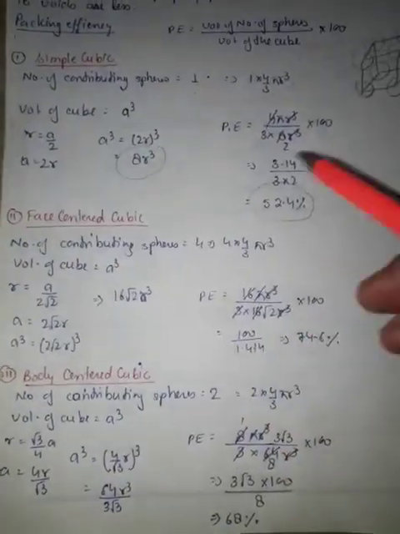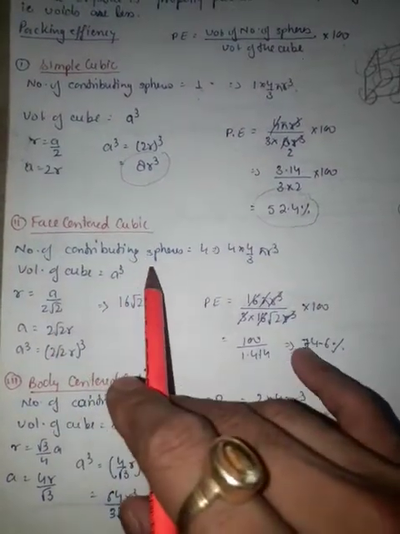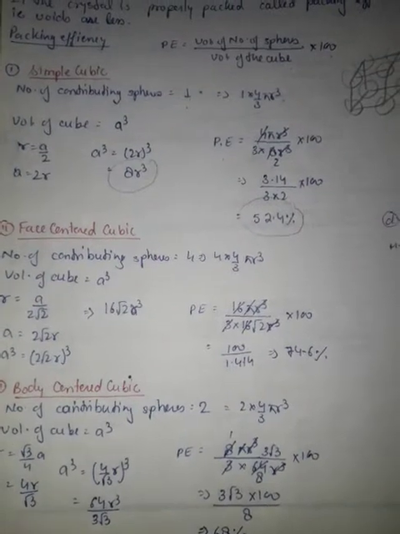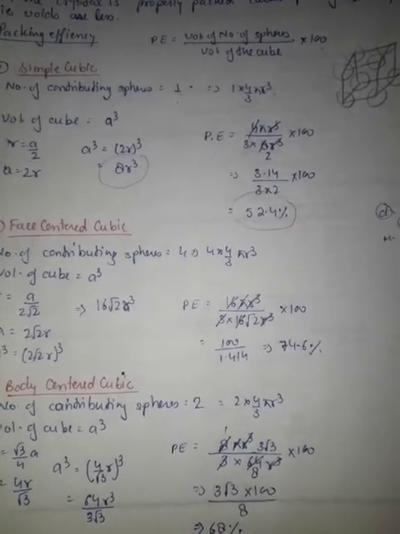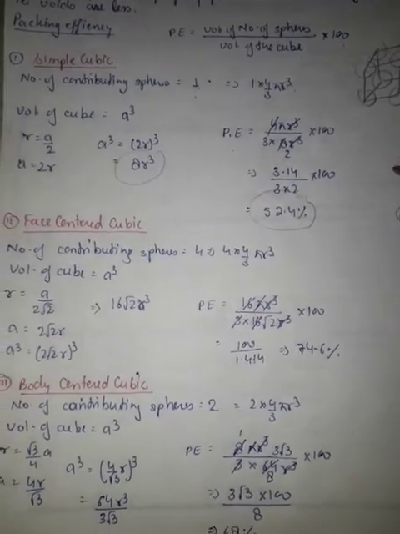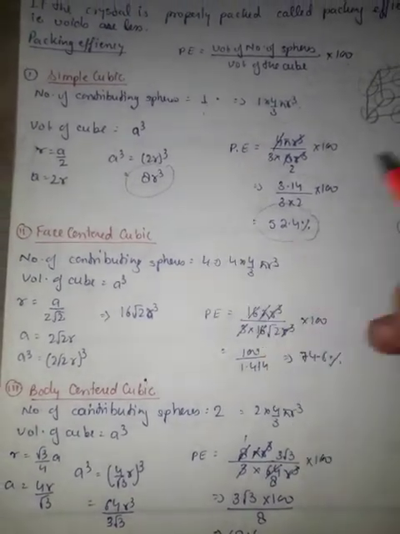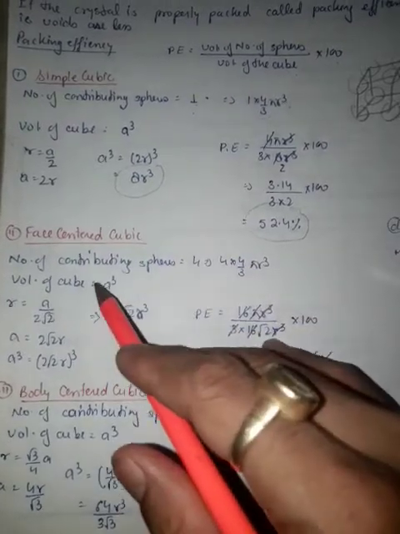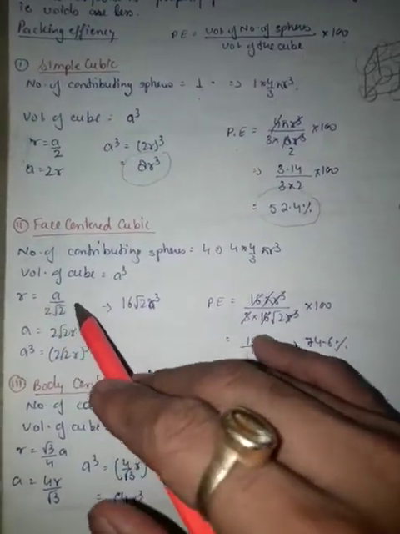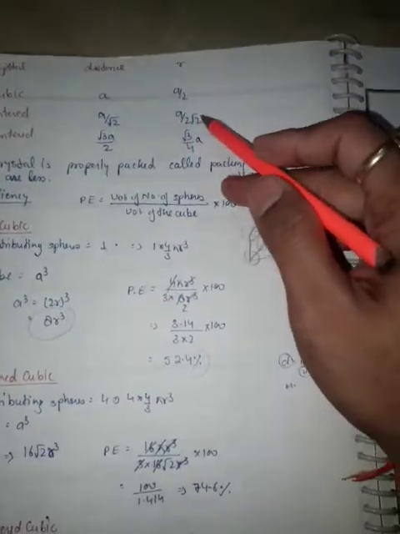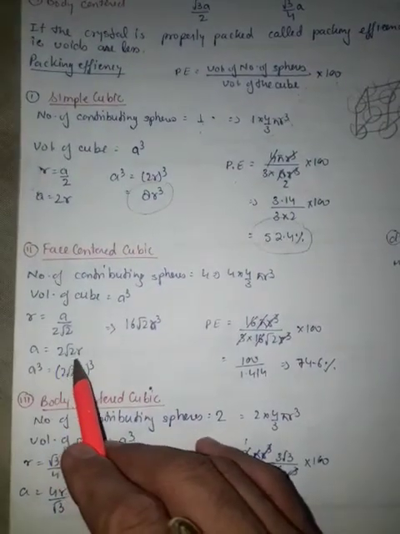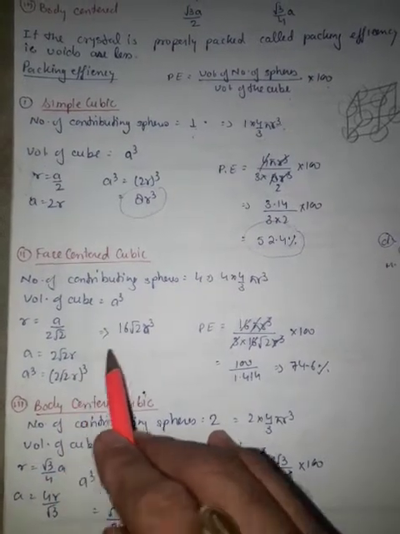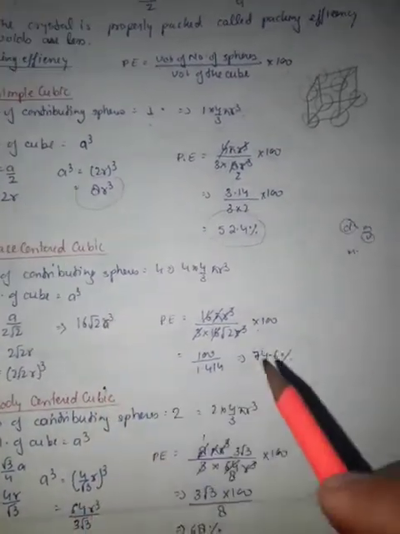Similarly, in face centered cubic, the number of contributing spheres is 4: 8 at the corners and half spheres on the faces of the cube. 6 faces are there, so 3 plus 1 is 4. So 4 into 4 by 3 pi r cube is the volume of spheres. Here the value of r is a upon 2 root 2, so a is equal to 2 root 2 r, and a cube is 16 root 2 r cube.